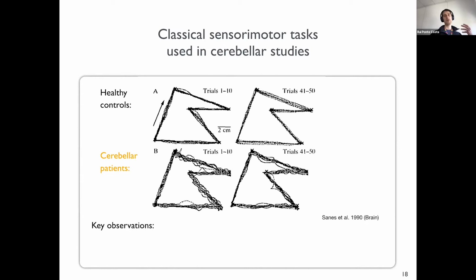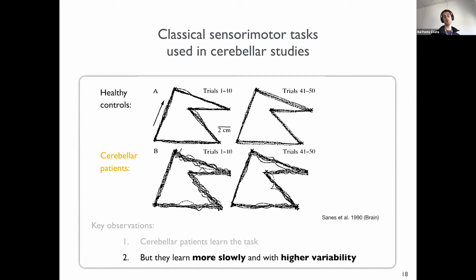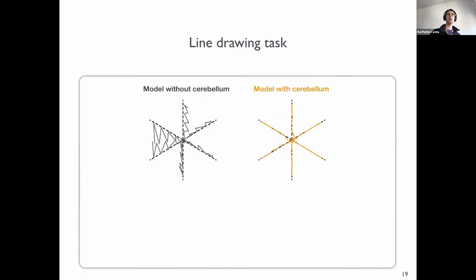So based on this observation and other observations, neuroscientists have concluded that cerebellar patients learn the task. They can indeed learn the task ultimately, but they do so more slowly and typically with higher variability. So we did a similar task in our model, where we train our model to start from some position and then go to one of 6 positions.